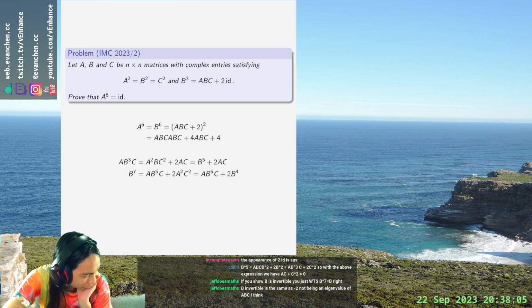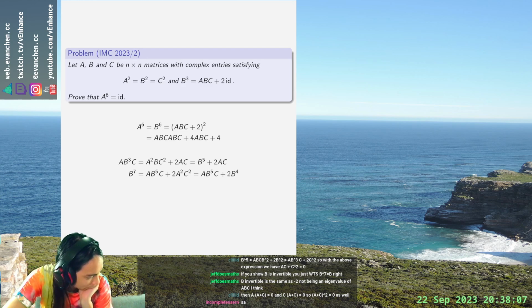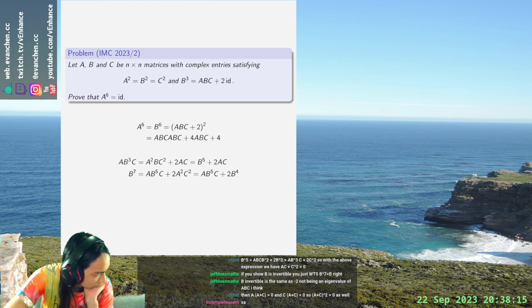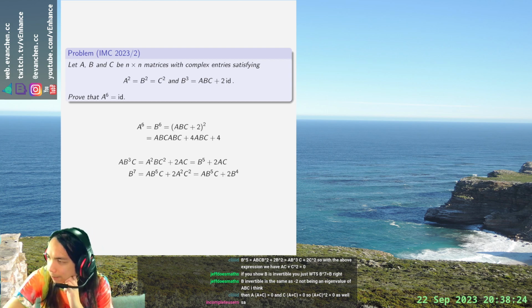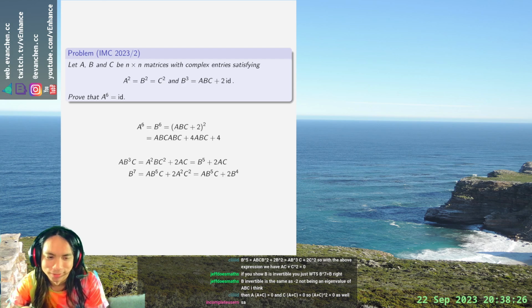Yeah, b to the 7 equals b would suffice if b was invertible. A plus c squared is 0. Oh, that's good. Okay, wait, so what happened? B to the 5 is ABC. I don't understand how this math works.